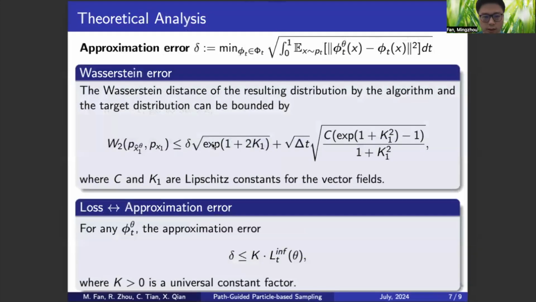Here we have the theoretical analysis for our proposed PGPS method. First, we define delta as the approximation error. The Wasserstein error of our algorithm is essentially bounded by this. The W2, the Wasserstein 2 distance, has two terms. The first term is related to the approximation error, and the second term is related to the discretization step. You can observe that there is a positive relationship between the W2 distance and the error and the step. So the positive relationship shows that a better approximation or a denser discretization can improve the performance measured by the Wasserstein distance.